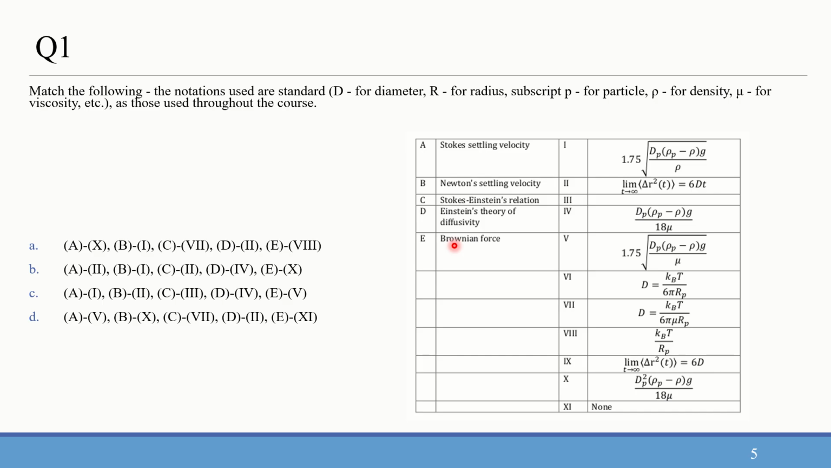I'll give you a 1 minute time. So after that, we will discuss what each of these mean and what exactly is the right answer that we are matching with the other things.